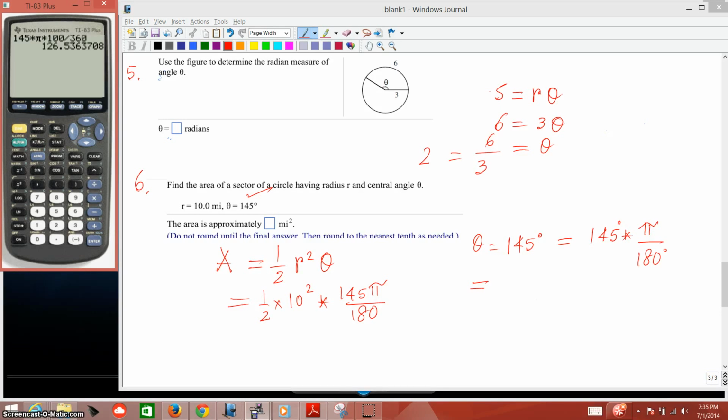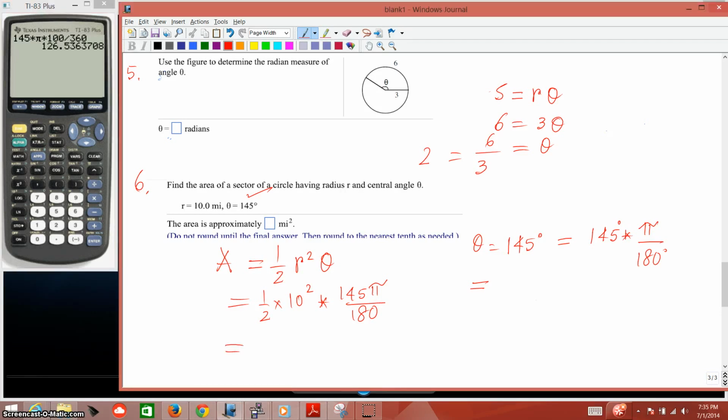After plugging it in, I get the value of 126.5, rounded off to the nearest tenths place, and that's in square miles. Sorry, I said meters earlier, but it is square miles. That's the final answer.